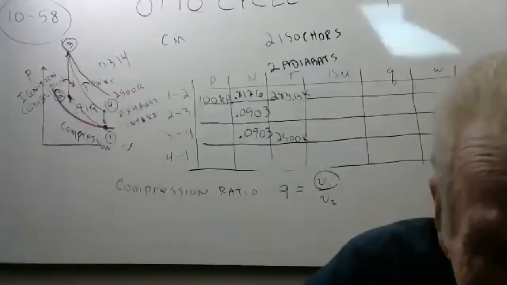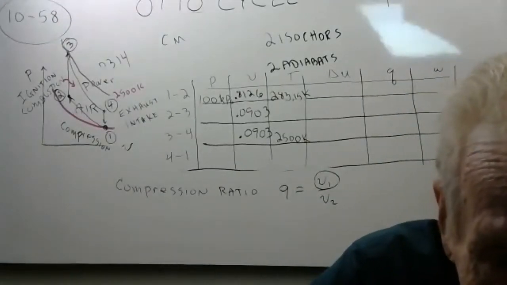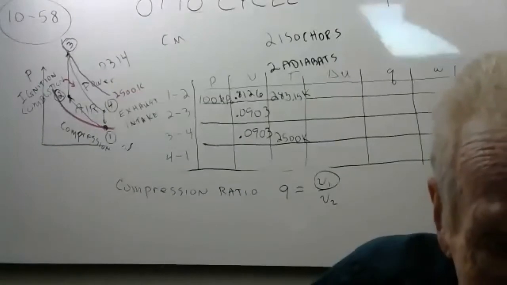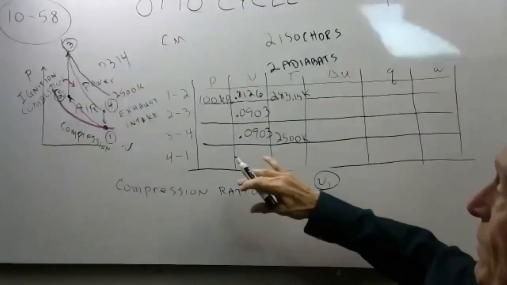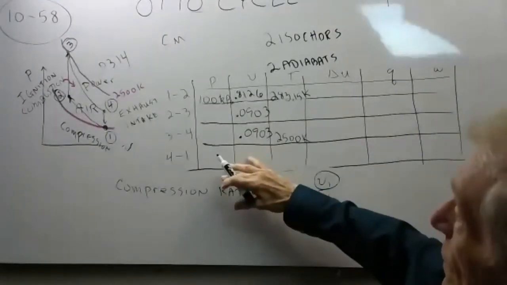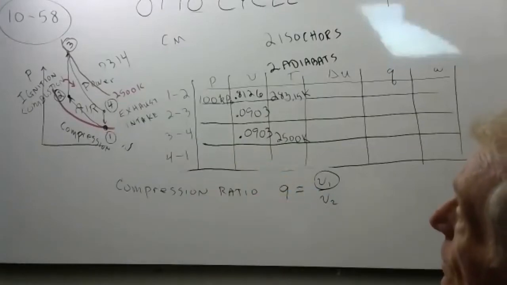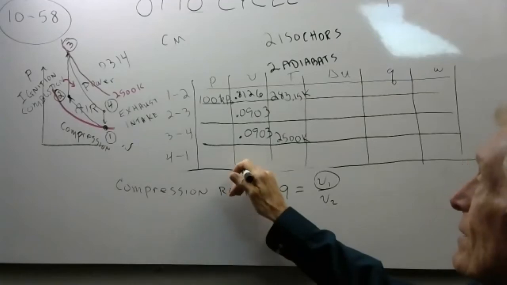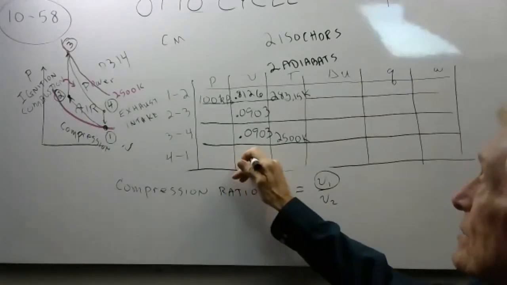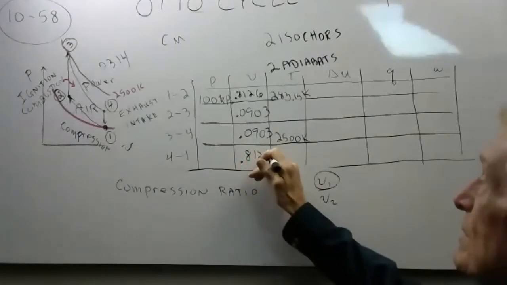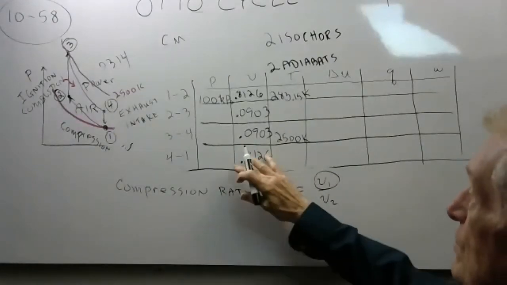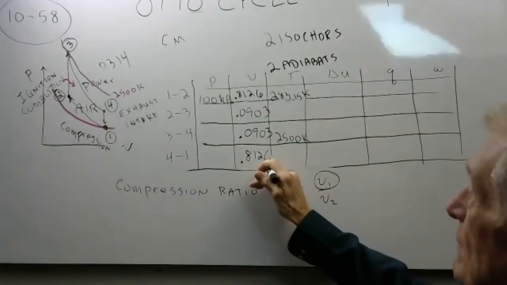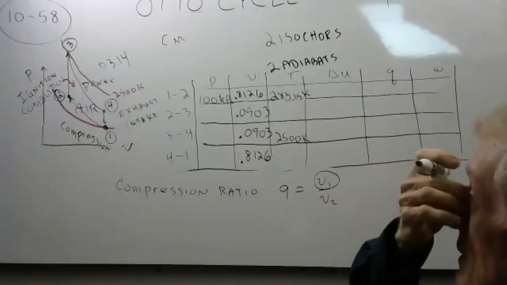I want to see if you guys know what I'm talking about. How about Parker? Parker, what's the specific volume at 4? Go for it, Parker. 0.8126. Good going. He's with me. He understands. Now, if you don't understand, just speak up. Okay, well, we got that.